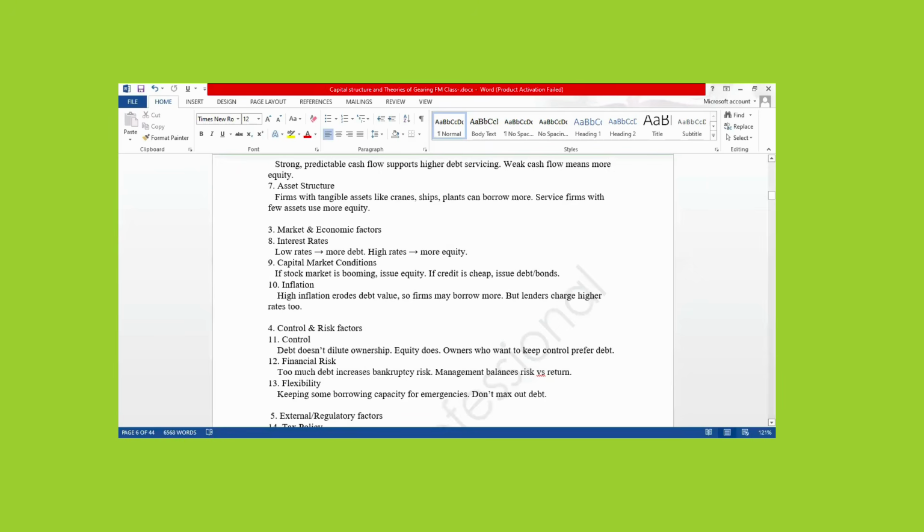Control, number 11 factor. We call it the ownership and control factor. If you are trying to avoid dilution in ownership and control, the company will use more debt capital. To prevent dilution in ownership and control, the company relies on debt capital. Owners who want to keep control prefer debt capital.